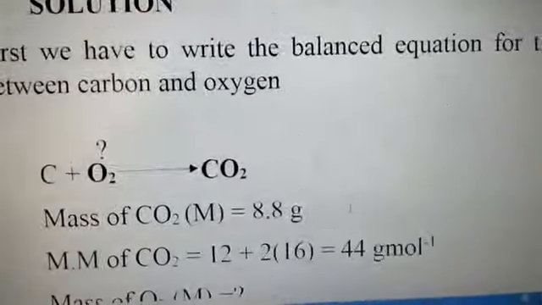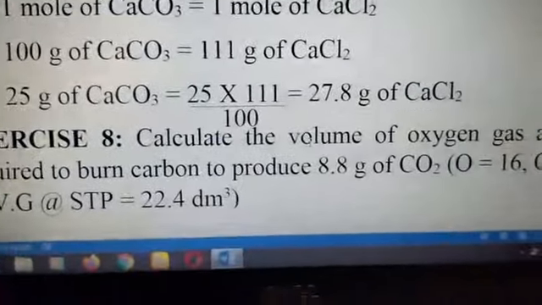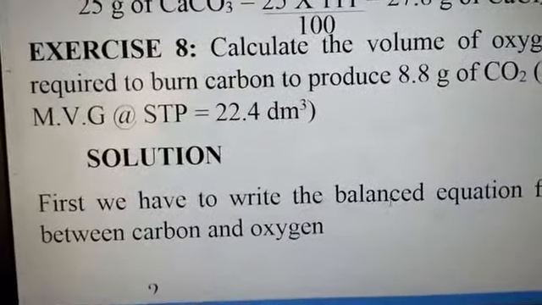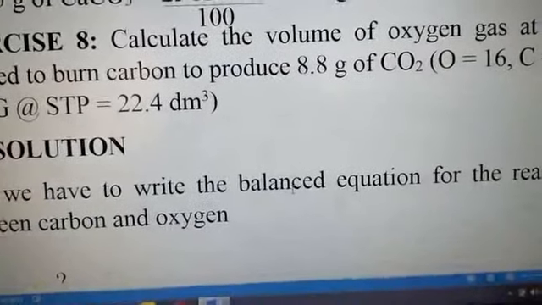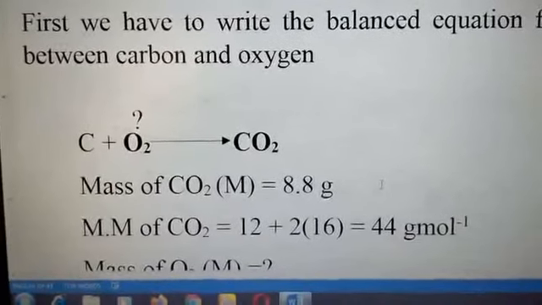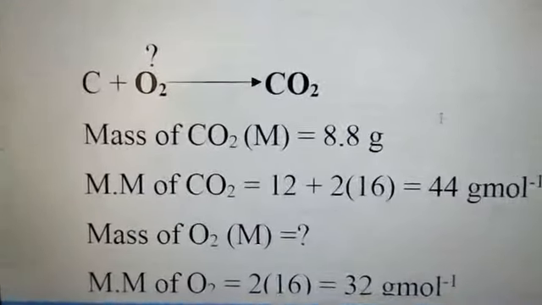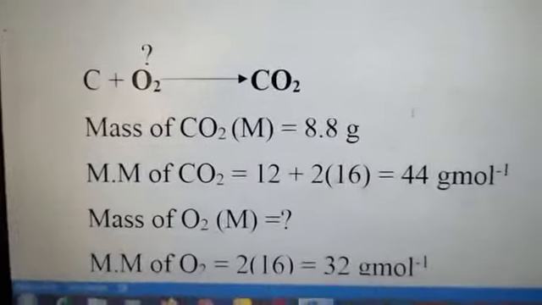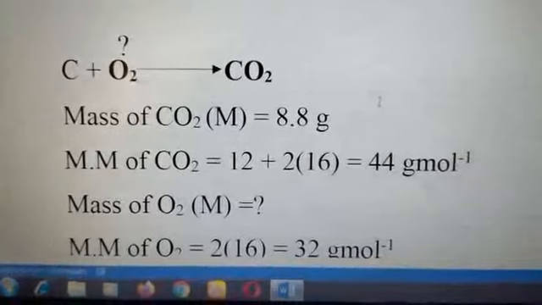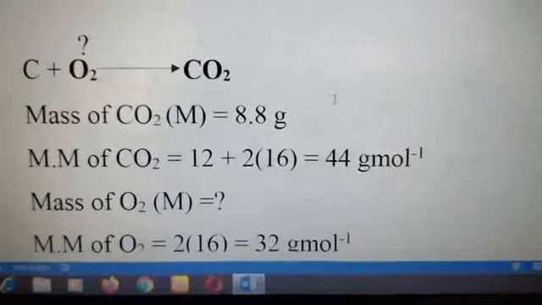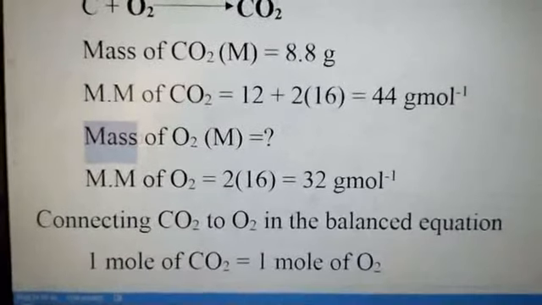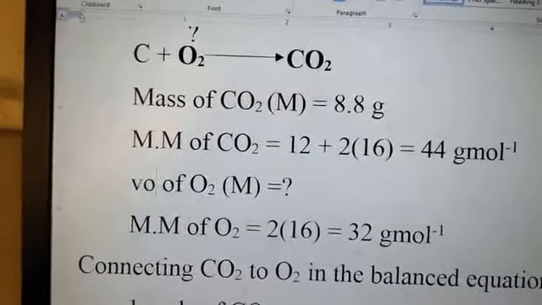So let's look at the process again. The question says: volume of oxygen gas at STP that is required to burn carbon to give us 8.8 grams of carbon dioxide. The reactants are carbon and oxygen, so we use them to write the equation. Then we connect carbon dioxide, because the mass was given to us, to oxygen. So the mass of carbon dioxide is 8.8 grams. The molar mass of carbon dioxide is calculated as 44 grams per mole. We are not looking for the mass of oxygen, as was the mistake we made. We're looking for the volume of oxygen.